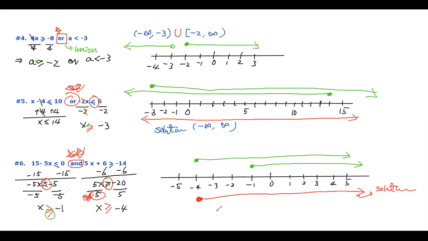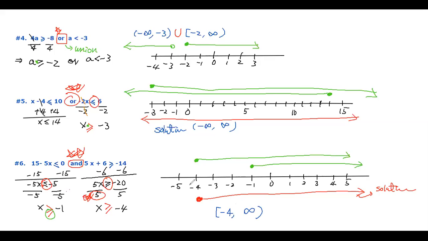So how do you write it in interval form? This will be -4, then go where? Go to infinity. The -4 gets a bracket. The reason it's a bracket is because I have an equal sign here. All right. Okay, that's it.